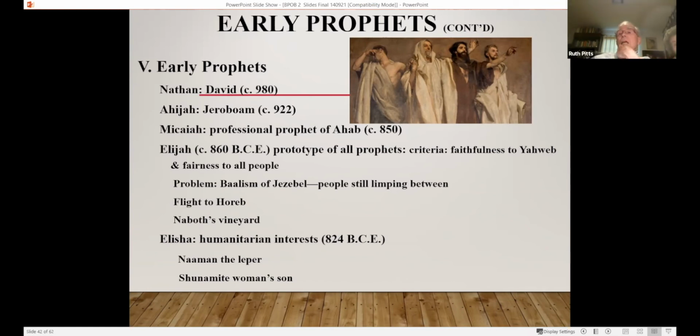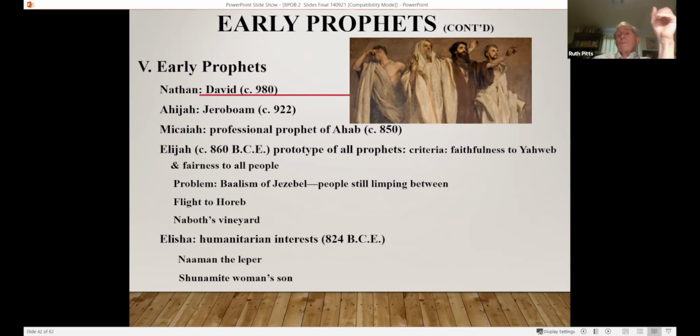Elijah is really the prototype of all the prophets. The criterion of a prophet comes through right here. If you want the message of the Old Testament, then look to two things: faithfulness to Yahweh and fairness to other people. That's it. You look at the 10 Commandments: faithfulness to Yahweh, fairness to other people. You look to Jesus when they said, well, make it simple, summarize for us, which is the great law? And this is what he said. He gave exactly the same summary. It's a relationship, a right relationship to God and a right relationship to other people.